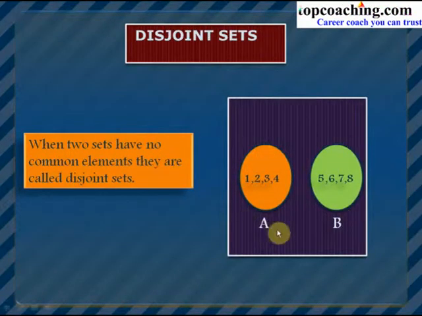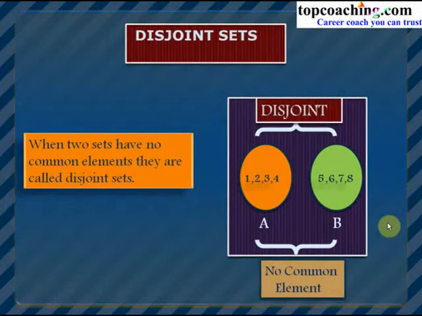For example, let us say that we have this as a universal set and we have two sets A and B. Here we see that A has the elements 1, 2, 3, 4 and B has the elements 5, 6, 7 and 8. Here we clearly see that these two sets have no common element. None of the elements is common in both these sets. So these two sets are disjoint sets. So for two sets to be disjoint, the property is that they should not have a common element. No two elements in these sets must be the same. And so this is the property of disjoint sets.